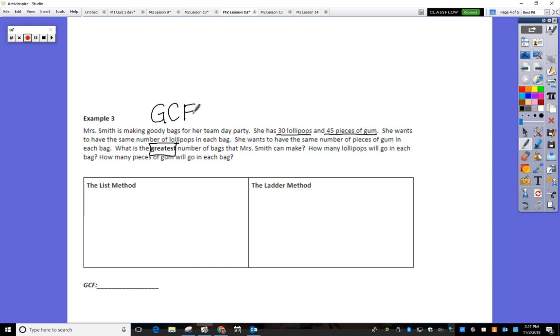Notice it's asking the greatest number of bags, so that's telling me greatest common factor. I'm going to use my 30 and my 45. I see one ends in a 0, one ends in a 5, so my mind automatically jumps to 5. 5 goes into 30 6 times. 5 goes into 45 9 times.